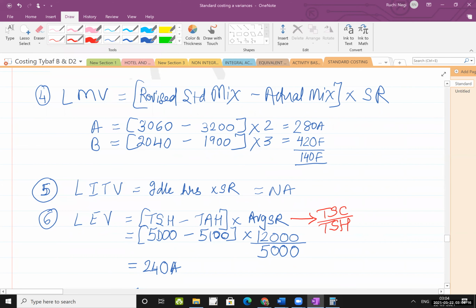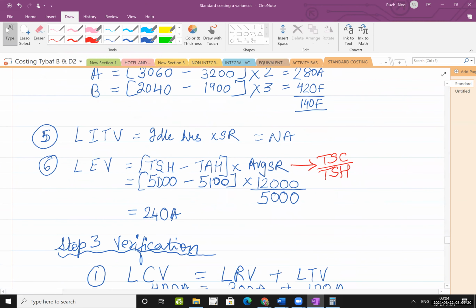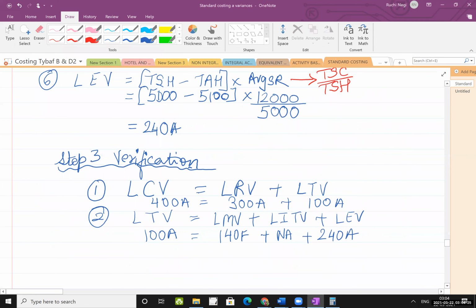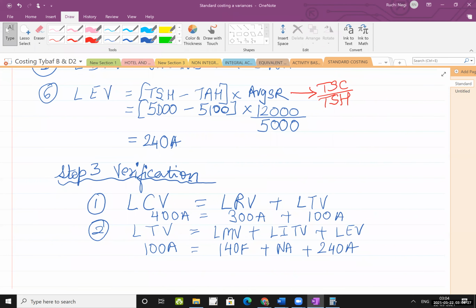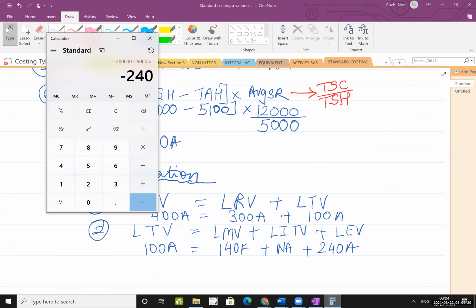Okay, once you get this answer, you have to verify your step. You have to verify the two equations that their LHS is equal to RHS. So my rate variance is how much? 300. My time variance is how much? 100. Minus minus is plus. So 300 plus 100 is how much? 400 adverse.